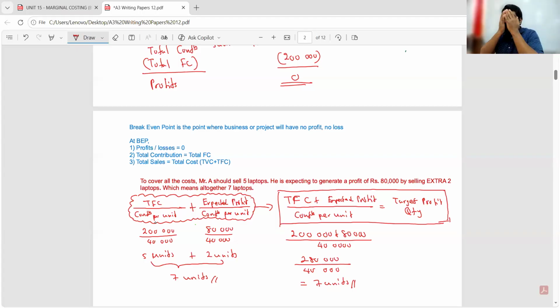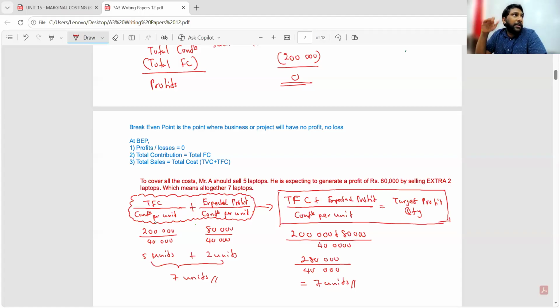Okay. Now let's start from the beginning. Tell me how to calculate the contribution per unit. Selling price per unit minus the variable cost per unit. How to calculate the break-even quantity, people? Total fixed cost divided by the contribution per unit. Then break-even value, people: that break-even quantity into the selling price per unit.